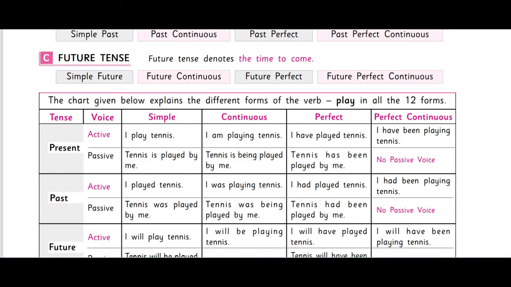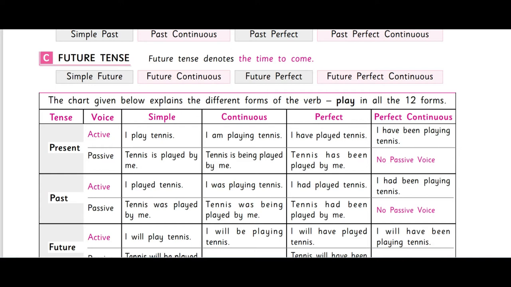Okay, I play tennis. That is simple present tense. How can it change into passive voice? The object will become the subject. It is: tennis is played by me. Tennis becomes the subject, and the form is object plus is plus V3 plus subject. Always, passive voice uses V3. That is the form of the simple present tense conversion. So, tennis is played by me.